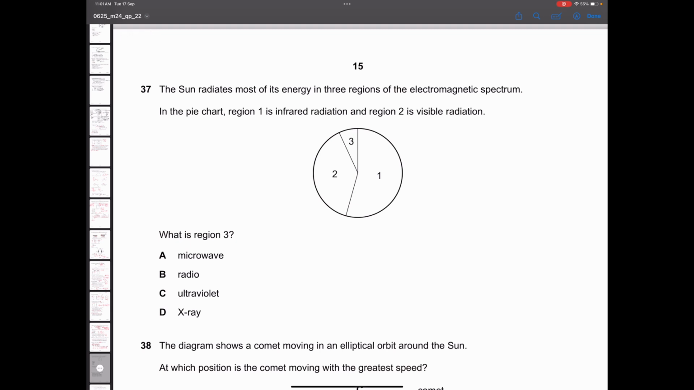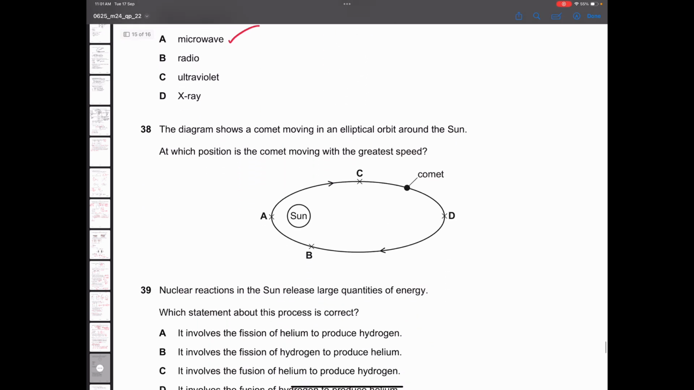Question number 37. The sun radiates most of its energy in the three regions in the EM spectrum. Region 1 is infrared radiation, region 2 is visible radiation. So this is infrared, visible. Which one is the third radiation that the sun emits? It is microwave radiation. So option number A will be correct. We need to remember this, that infrared is there in the highest proportion, then visible is there, then microwave radiation is there from the sun. That is why option number A is correct.